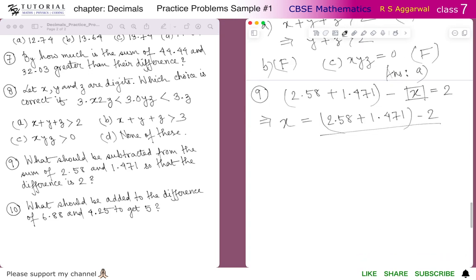Okay, so we have three decimals. 2, we know that 2 is a whole number, but we can write it as 2 point any number of zeros. But the first two decimal numbers are unlike. We have to convert all the decimals to like decimals, and it will become 2.580 plus 1.471, and 2 we can write as 2.000.